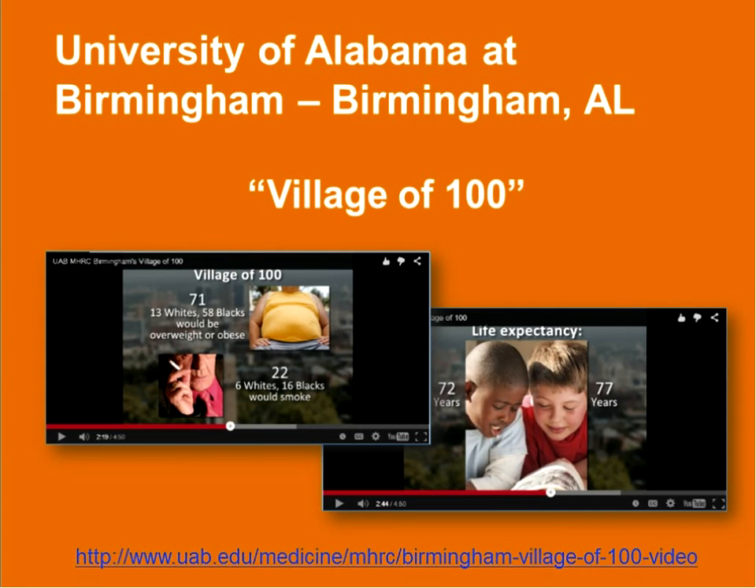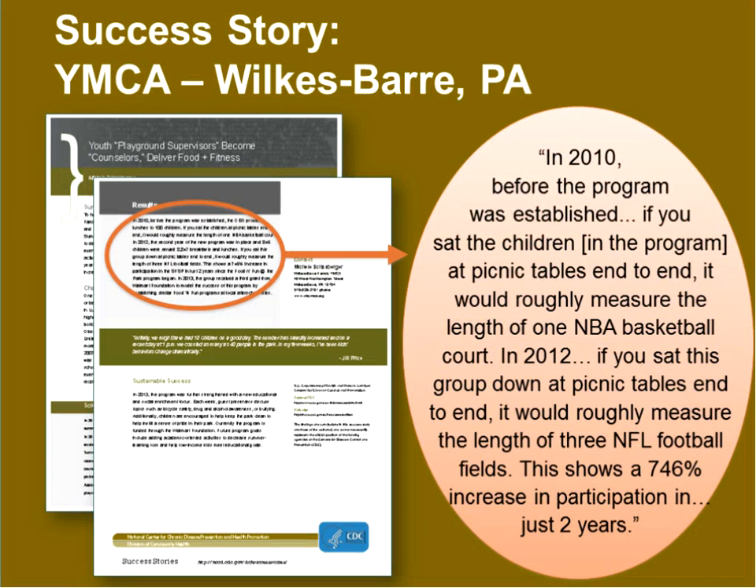A young African American boy would have a life expectancy 5 years less than his white counterpart. You can visit the URL at the bottom of the screen to see the entire video and how the straightforward use of social math has made it much easier to understand the health challenges Birmingham faces.